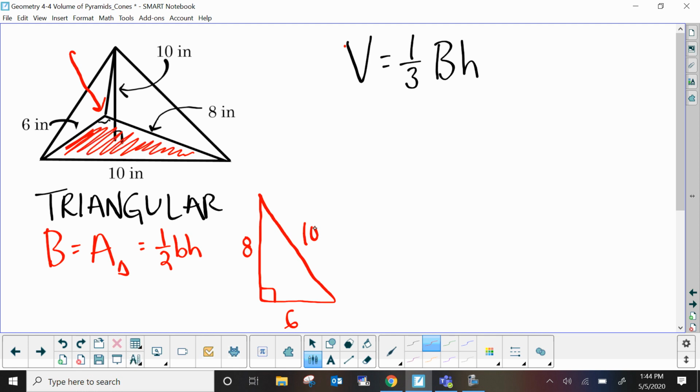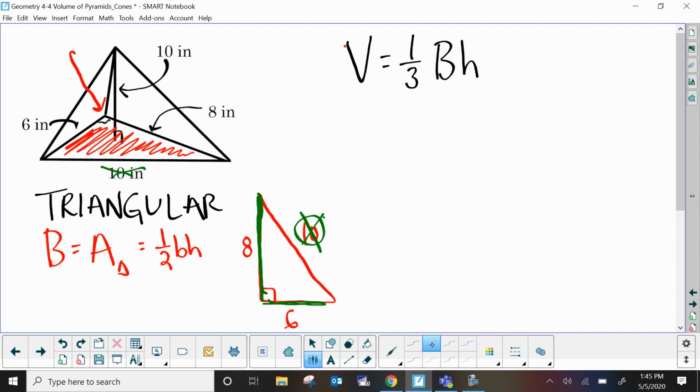But when I'm trying to find the area of a triangle, all I need is the base and the height of the triangle. And the base and the height of a triangle have to be perpendicular to each other. Well, the only two sides that are perpendicular are the 8 and the 6. So this 10 really is extra information that we will not be using for this, okay? So the 8 and the 6, that's the base and the height of the triangle.